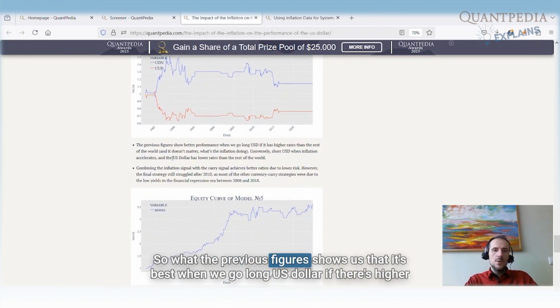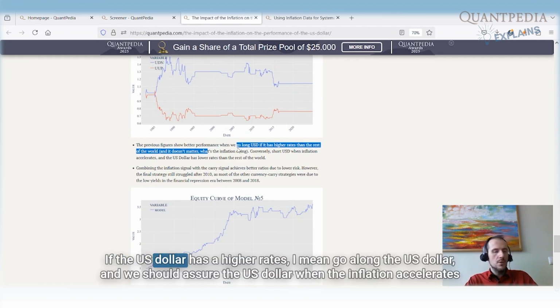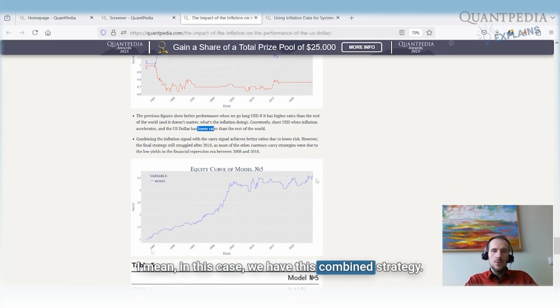So what the previous figure shows us is that it's best to go long the US dollar if it has higher rates than the rest of the world, no matter what the inflation is. If the US dollar has a higher rate, go long the US dollar. And we should short the US dollar when inflation accelerates and the US dollar has lower rates than the rest of the world. In this case, we have this combined strategy.